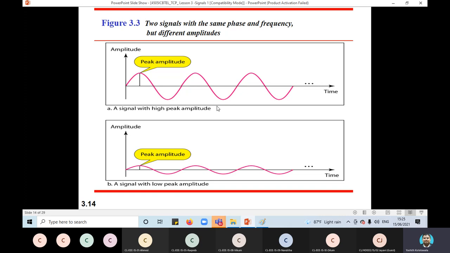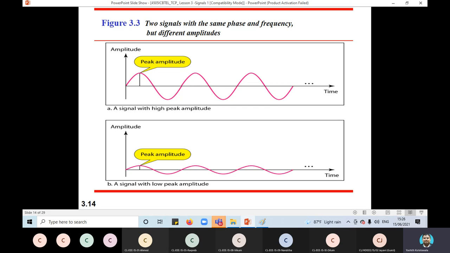Now, based on this picture, you must be clear about what is meant by peak amplitude and peak amplitude variation. So when you vary the peak amplitude, this is what happens to a wave shape. Either it broadens, the magnitude goes much higher, or it goes down, it shrinks. It expands or it shrinks, in either direction, based on what we do.